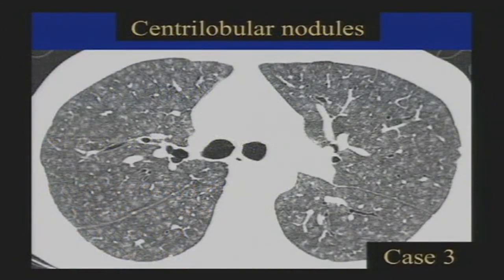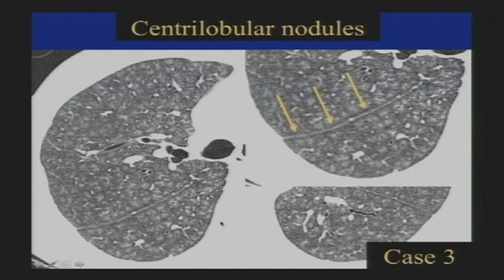Here's a beautiful example of centrilobular nodules. And what is characteristic about centrilobular nodules? Well, if you're not sure of the distribution of nodules, you always look at the fissures. And you say, are the fissures involved or not? If the fissures are not involved, the pattern is going to be centrilobular.